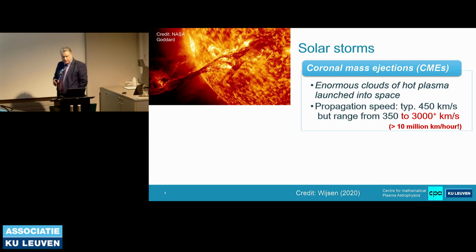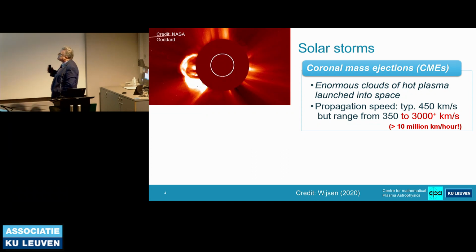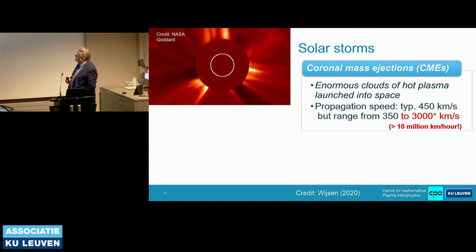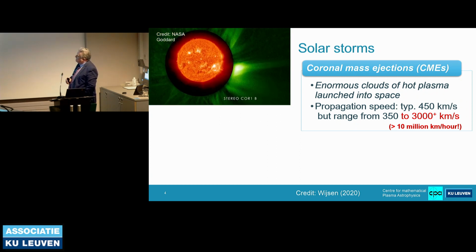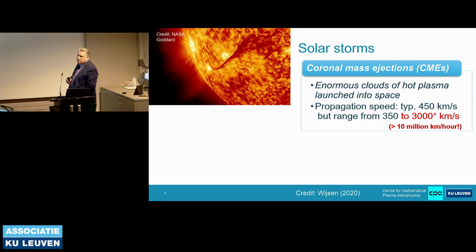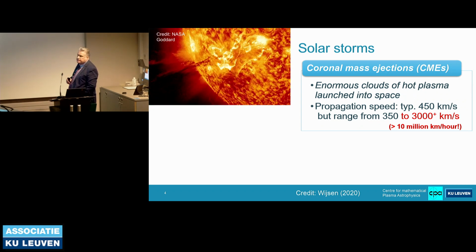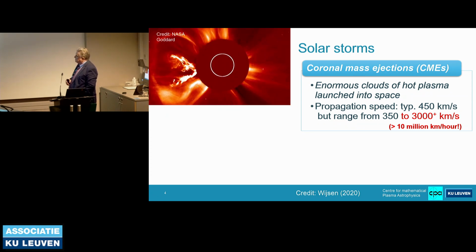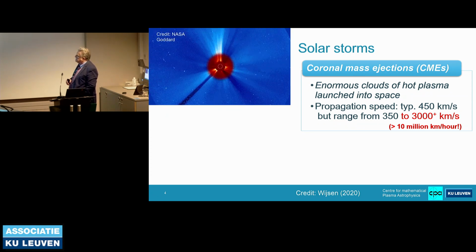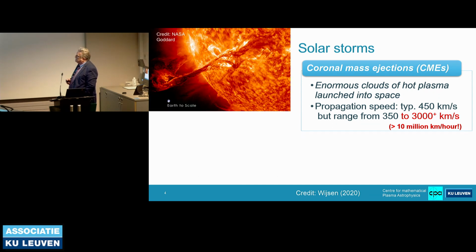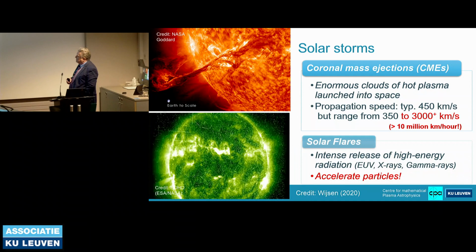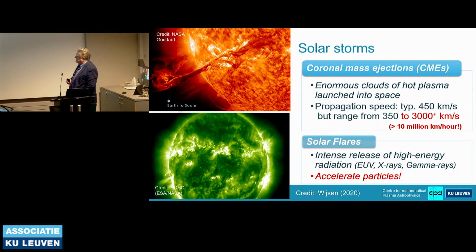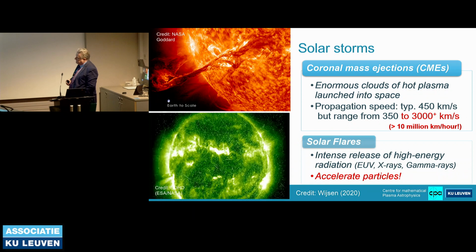Now, on top of this wind, we have transients like solar storms, such as coronal mass ejections, which are enormous clouds of hot plasma, illustrated there on the left, launched into space at typical speeds of 450 kilometers per second. But it can range between 350 to 3,000 kilometers per second, which is more than 10 million kilometers per hour. We also have solar flares, which are intense releases of high energy radiation like EUV, X-rays and gamma rays, as illustrated there on the left-hand side also.